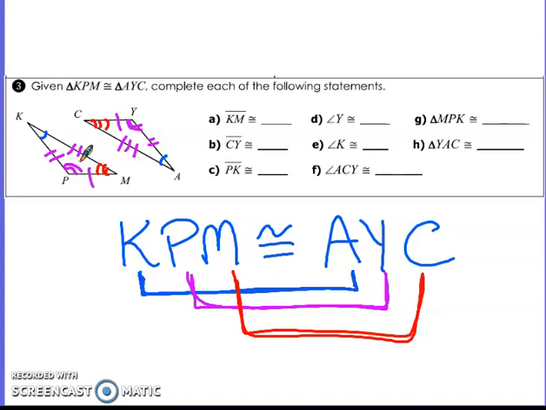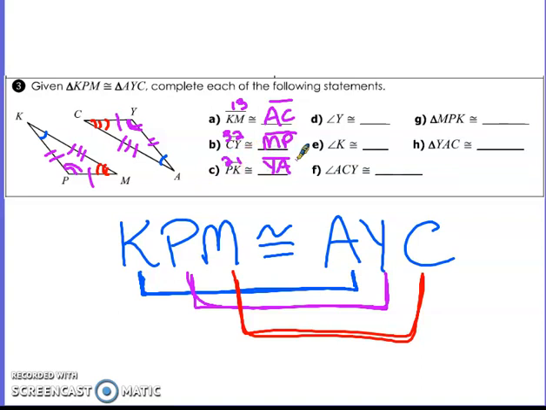So if I look at my sides, first I have KM. Well, this is spot 1, and that's spot 3. So if I go 1, 3 on the other side, it's congruent to AC. If I do CY, that's spot 3 and spot 2, so it is congruent to MP, spot 3 and spot 2. PK is 2, 1, so I'm going to go 2, 1, and that's going to be side YA.